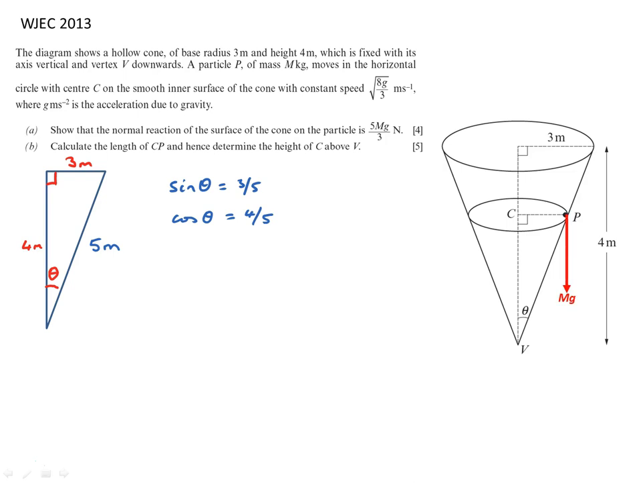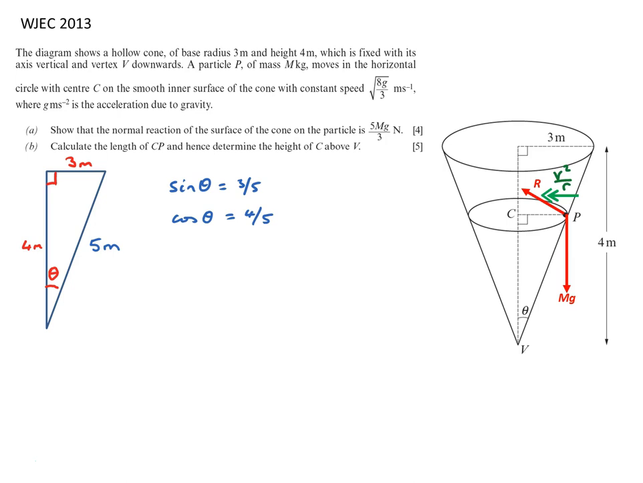Okay, so we'll start adding the forces and the acceleration acting on P. The weight of P is mg vertically downwards. We'll have the normal reaction from the surface of the cone acting at right angles to the surface of the cone. So there we've got our normal reaction, R. And we need to add the acceleration acting towards the centre of the circle of v squared over little r.